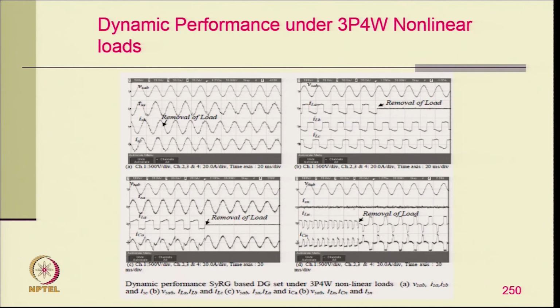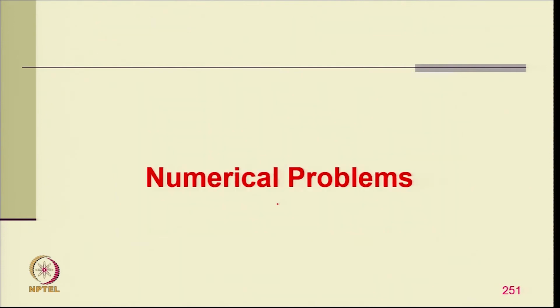And in this case, the one phase load is removed. So, the power is reduced and the neutral current changes, but at the neutral compensation point the source neutral current is 0, and it is providing compensation.